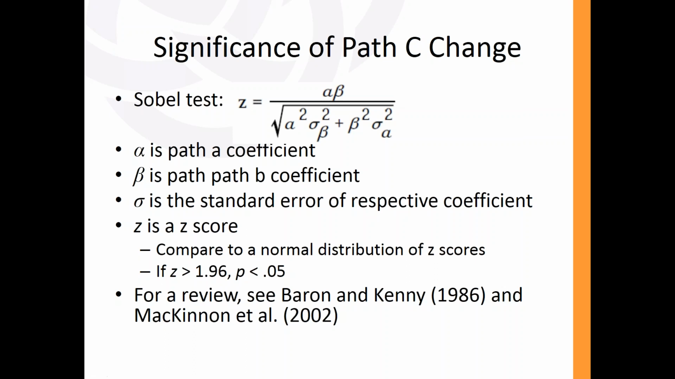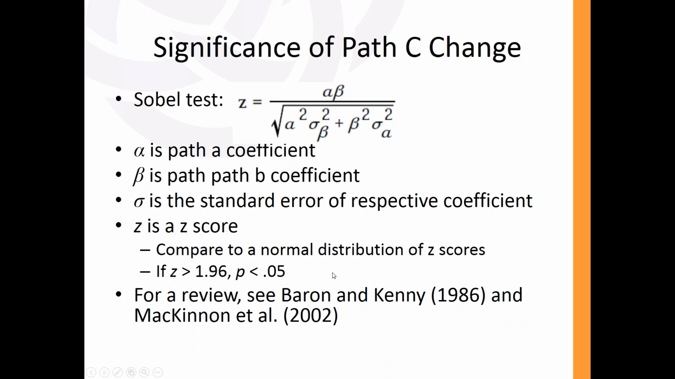But what we're doing is basically getting a z-score. You see that the Sobel test boils down to a z-score, and what we're doing is dividing the effect by more or less its variance, and that gives us a z-score, which we then compare to a normal distribution of z-scores. More or less, if your z-score is greater than 1.96, then your p is less than 0.05. If you go to the back of any stats textbook and look up a z-table, whatever this number is, you can look up the corresponding p-value.